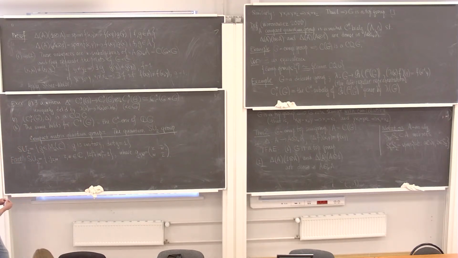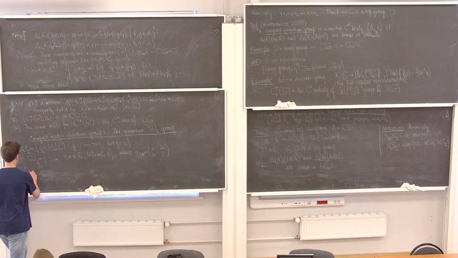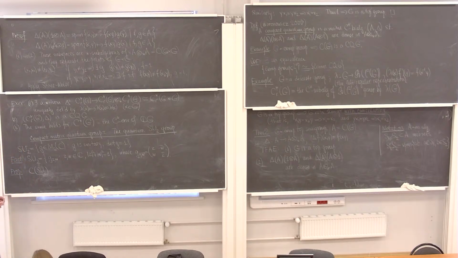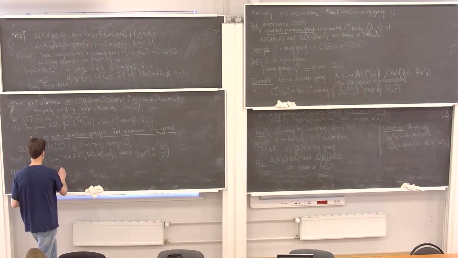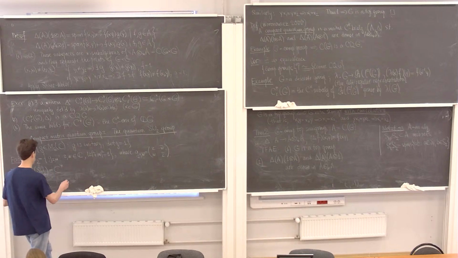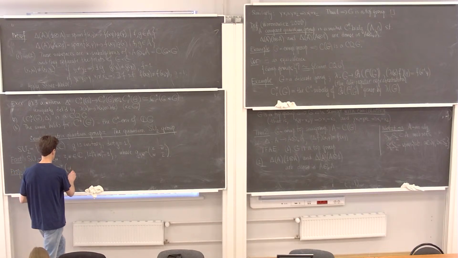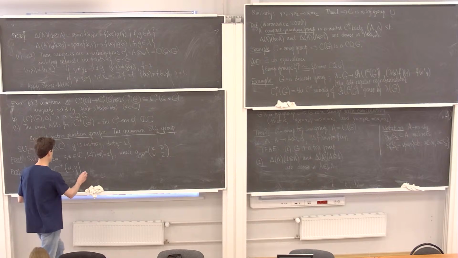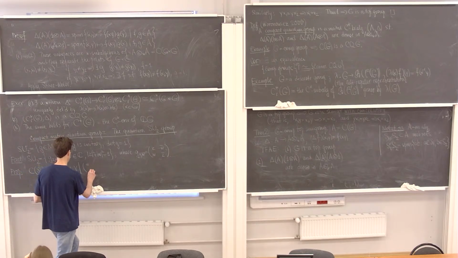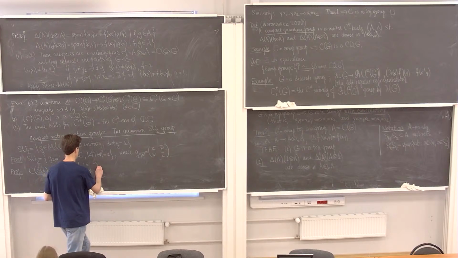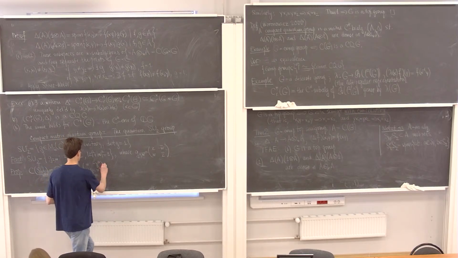So we start with the following proposition, which will serve as a motivation for our definition of the quantum SU2. So this proposition characterizes the algebra of continuous functions on SU2 in terms of the following universal property. The algebra of continuous functions on the SU2 group is the universal C-star algebra generated by two elements, alpha and gamma, such that the following matrix, alpha, gamma, minus gamma star, alpha star, is unitary.